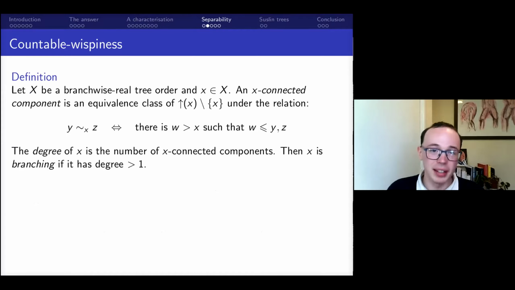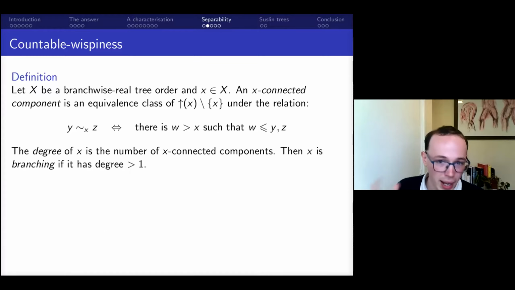So before I do that, I need to define what it means for a point of a branchwise-real tree order to be branching. Because these branchwise-real tree orders can be branching in all sorts of places and you can have quite intricate structures, the notion of branching needs to be defined quite carefully. So here's how we do it.